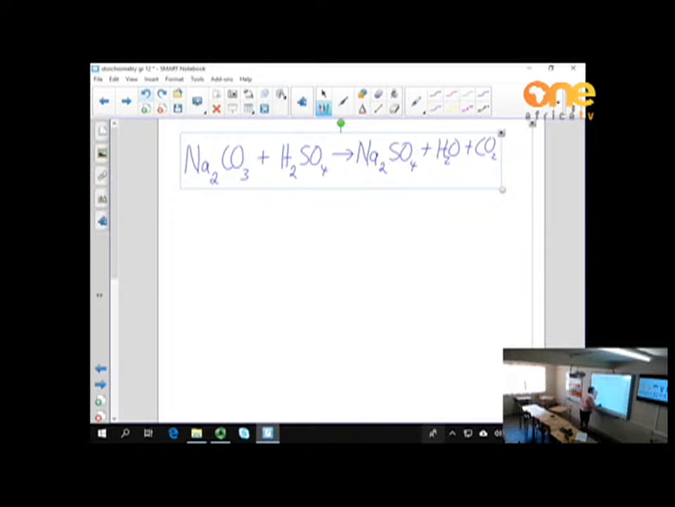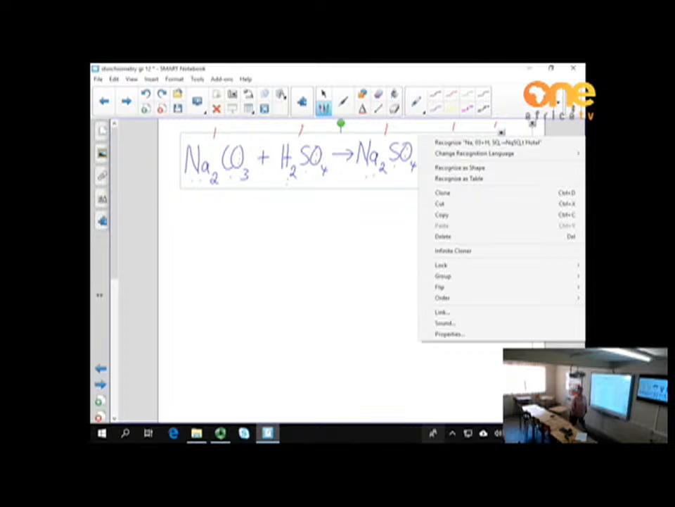We have got 2 sodiums, 2 sodiums. We have 1 carbon, 1 carbon. We have 1, 2, 3 oxygens, and we have 1, 2, 3, 4 over there. So the oxygens seem to be okay. We have 2 hydrogens. There are 2 hydrogens. We have 1 sulfur, 1 sulfur. Our equation is balanced. So this is going to be easy because the ratio is 1 to 1 to 1 to 1 to 1.